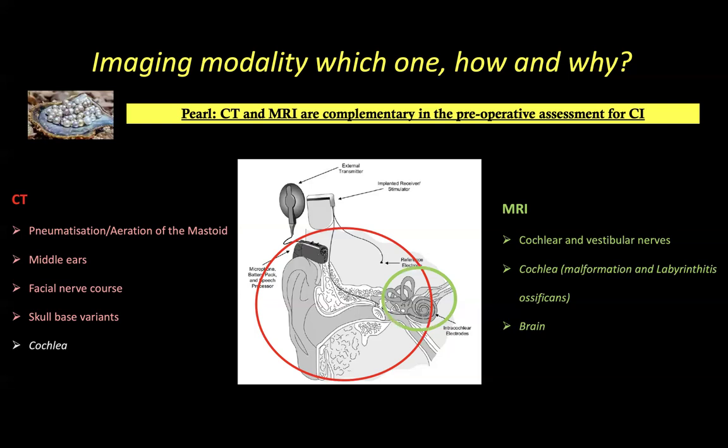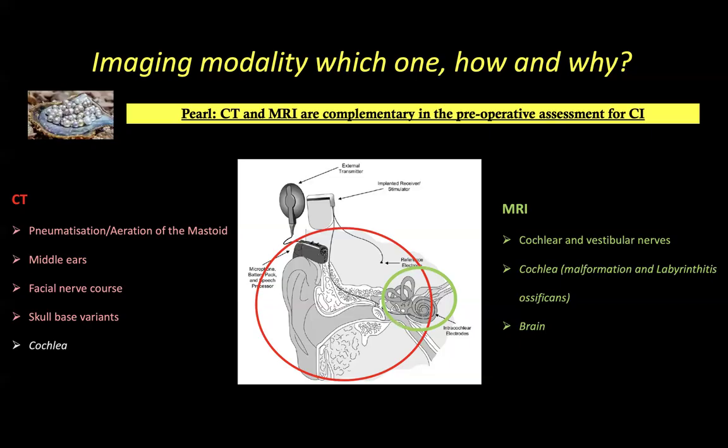And you can see very well the cochlear malformation, because an MRI with appropriate sequences will allow you to see very well the internal structure of the cochlea. But also remember there are a lot of associated abnormalities in the brain. Sometimes the cause for the hearing loss is in the brain, not in the ear. So you need the MRI to look at the brain.